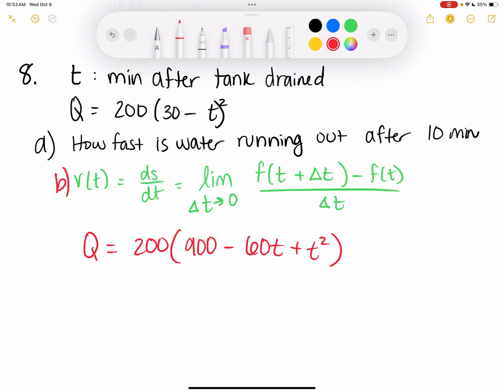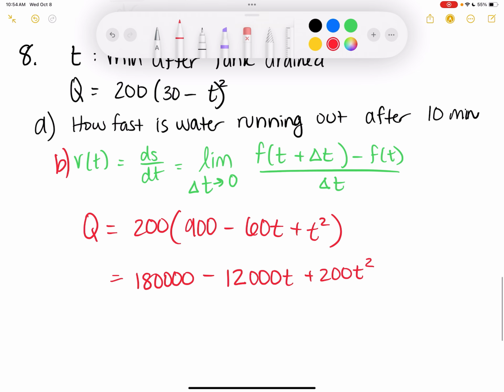So then I've got 180,000, I think, yeah, minus 12,000 T plus 200 T squared. Yeah, so that's still Q. And then I can take the derivative and solve, and it'll be way faster. So Q prime of T then would be what?